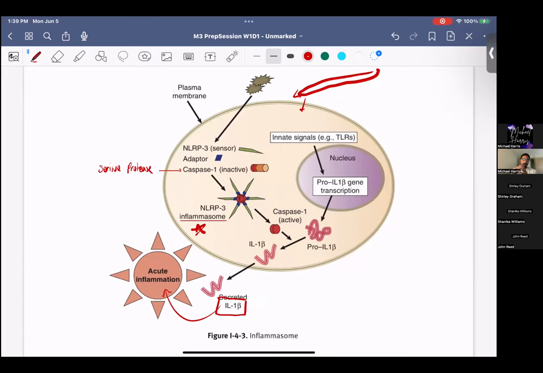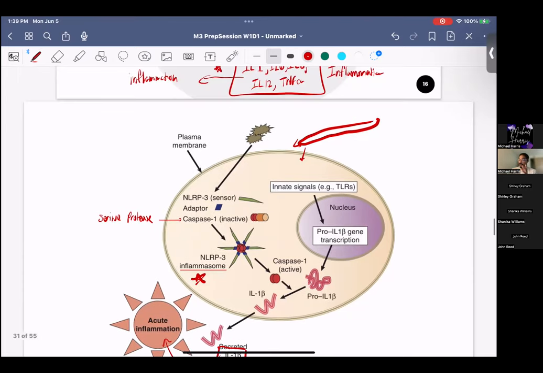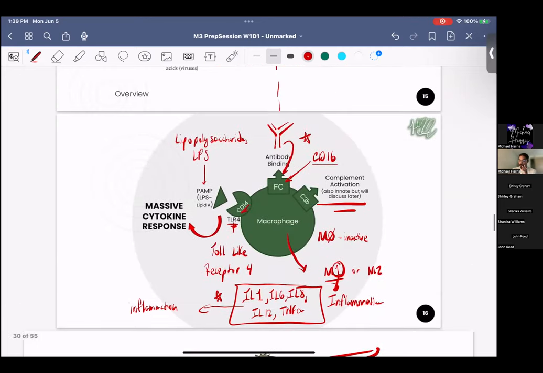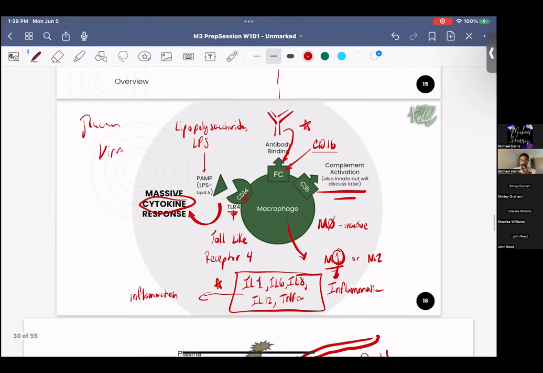Okay? So that's how this is different with crystals versus bacteria, viruses. Okay? They release these cytokines, which are IL-1, IL-6, IL-8, and TNF alpha. Okay? Any questions on any of that?